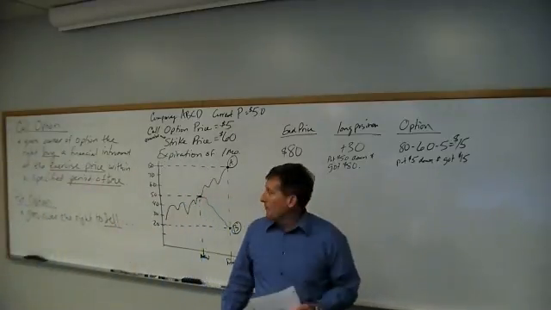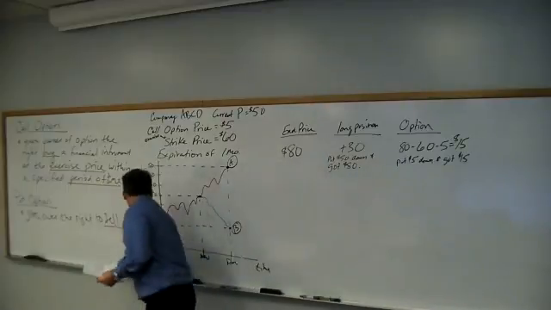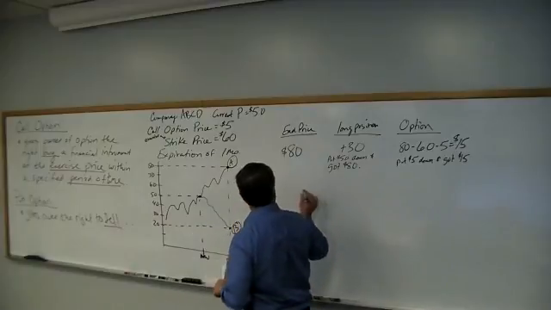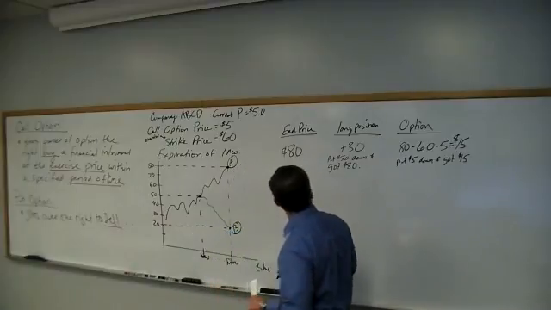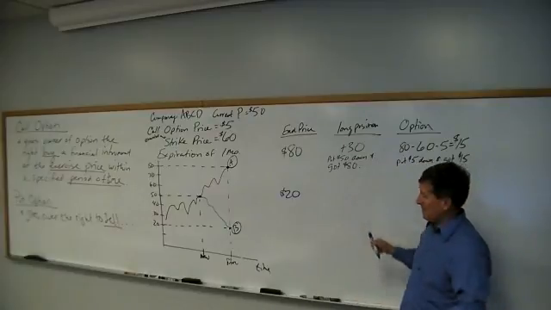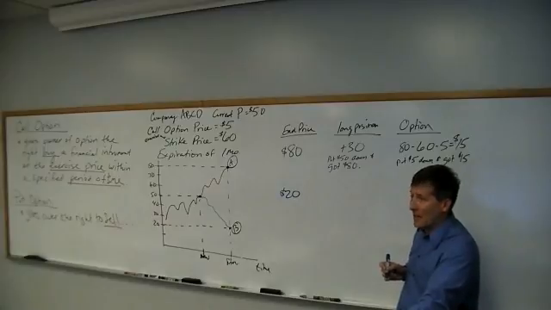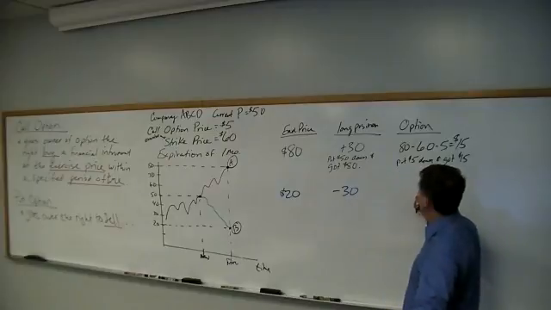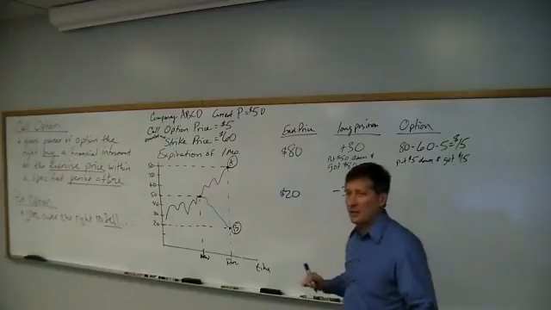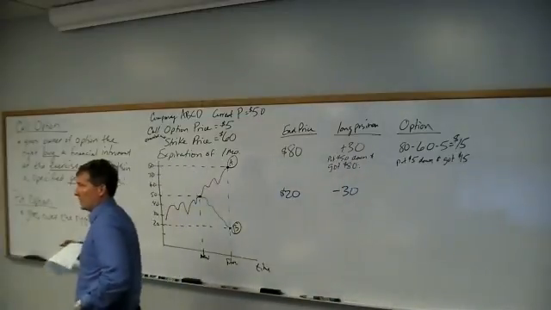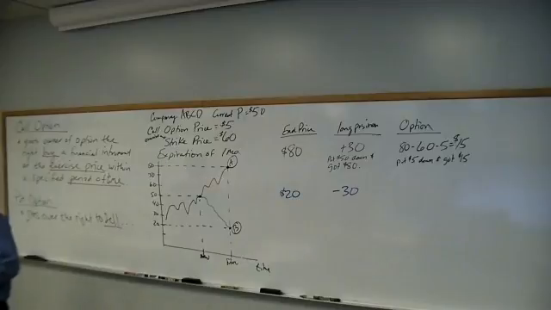All right, so what now if we took the bad outcome B? Suppose we ended up at $20. What does our long position look like? We're down 30. So we're down 30 on the long, and what are we out with the option? $5. There's nothing to exercise.